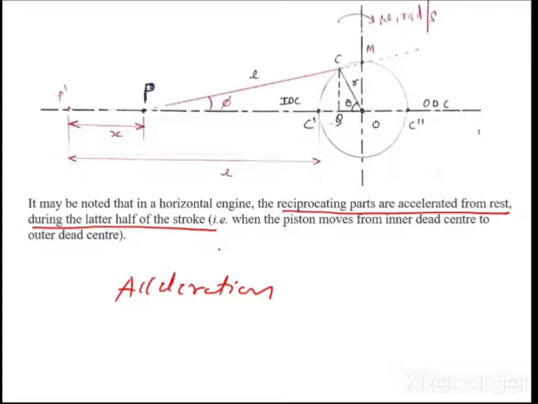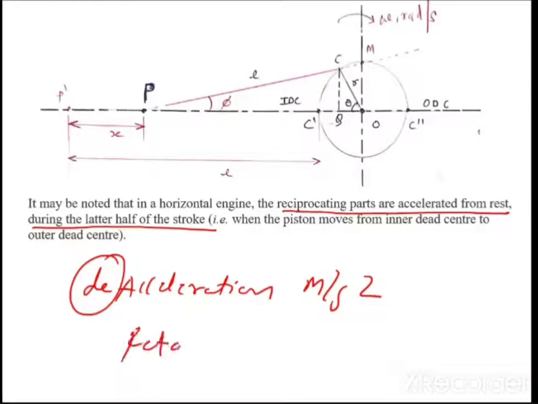Acceleration is measured in meters per second squared. When you are accelerating your vehicle, you are increasing the speed. The second case is deceleration, which means you are decreasing the speed. That is called retardation. Retardation is nothing but deceleration. So there are two phases, acceleration and retardation.